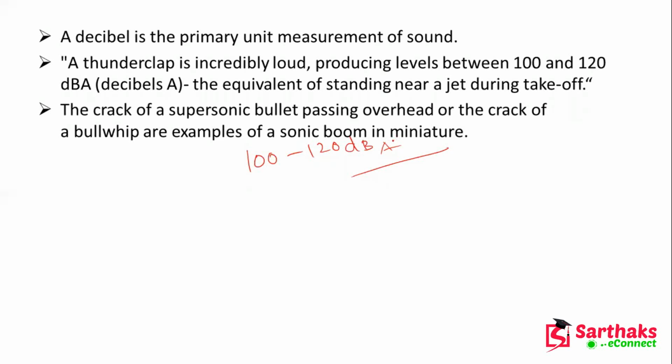So a sonic boom means there is an explosion or sound with a frequency greater than 20 kilohertz, and it is very high. The primary unit of measurement of sound is the decibel, or dB. Thunderclap has 100 to 120 dBA, whereas the sonic boom also creates this much sound, which looks like the sound of jets when they take off.